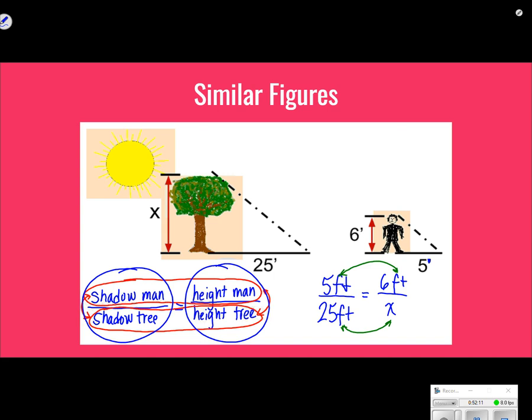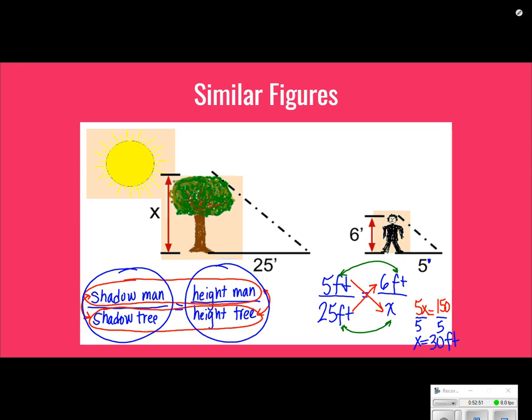We've talked briefly about cross multiplying. So we're going to multiply this way, and 5 times x is 5x. Multiply this way, we get 25 times 6. 25 times 6 is like 150, I think. Yep. Equals 150. And then we solve for x. Divide by 5. So the height of the tree is 30 feet. Okay, so setting up the proportion is probably the hardest part.